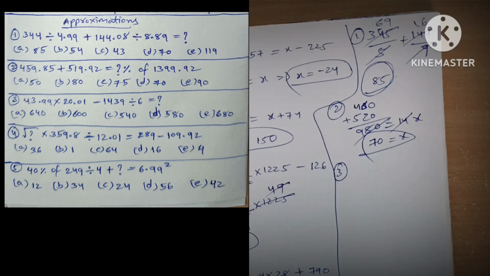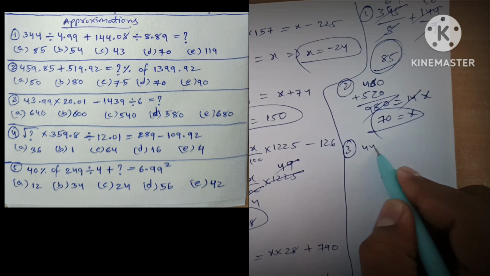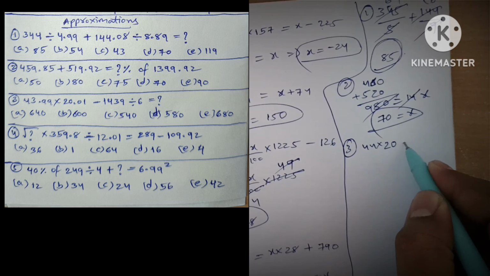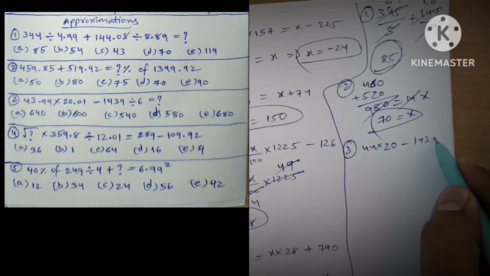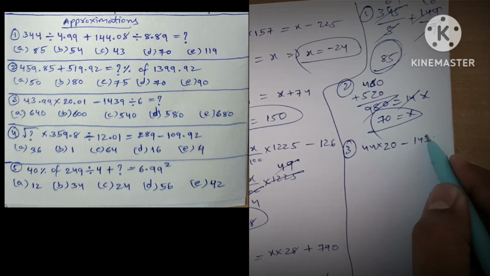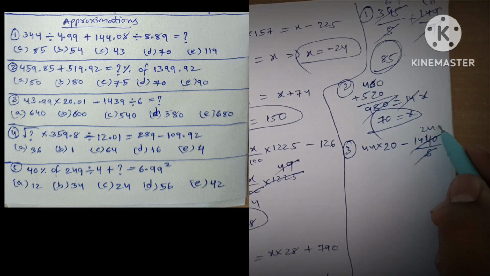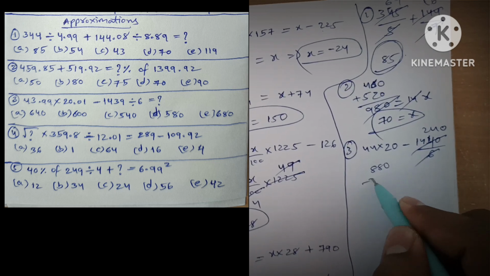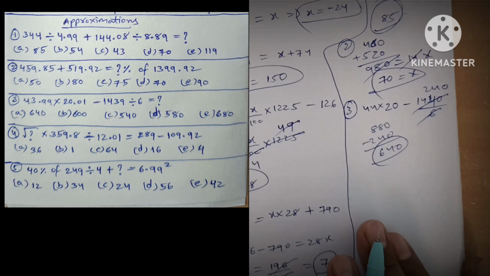Third one, 43.99 means 44 into 20.0 means 20 minus 143.9 divided by 6 means 1440 divided by 6, 240. 880 minus 240, 640 is our answer.